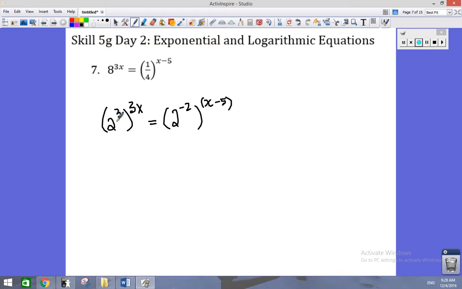And when you have a power raised to a power, you multiply the exponents. So 3 times the 3x is 9x. And distribute the negative 2 through, and we have this. Since these exponential functions are 1 to 1 and the numbers are the same and the base is the same, these exponents must be the same.